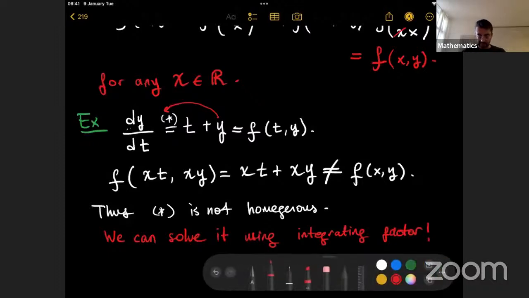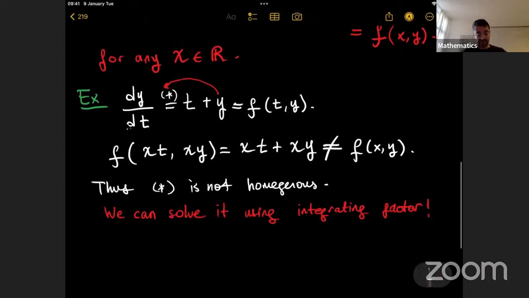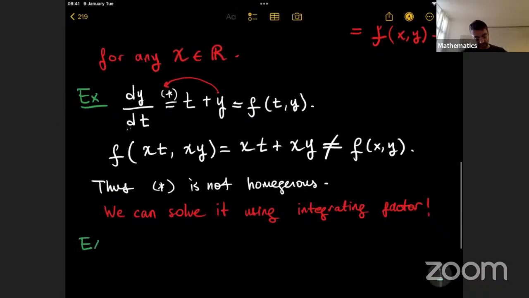Let's give another example. So this is not homogeneous. Let's give an example of a homogeneous differential equation. In that case, right, p of x is equal to minus one, okay? In that case, p of x is minus one and you find mu and so on. Great.